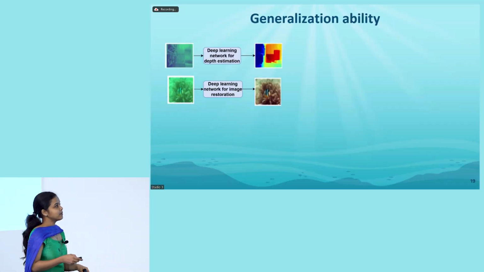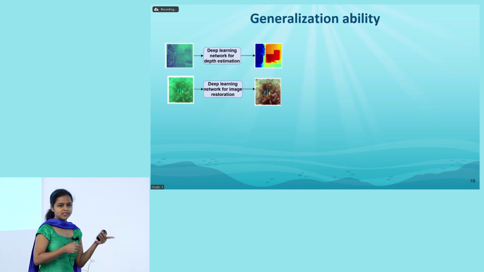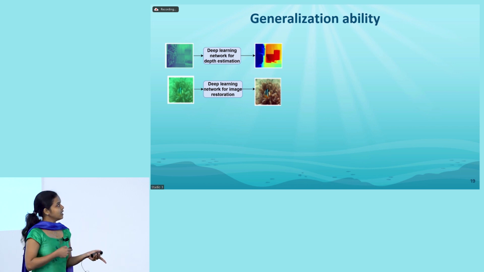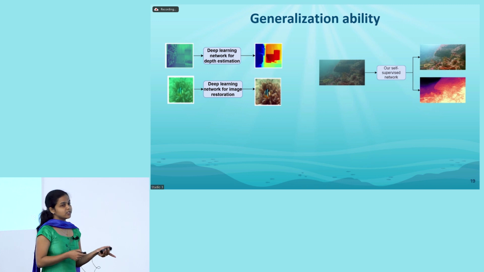Coming to the generalization ability: deep learning networks like this are trained using some ground truth and some data sets. So, if you show some other images from another data set, they may not work well. But in our case, it is actually a self-supervised network. We did not use any ground truth for training. So, the generalization ability of our network is very high.